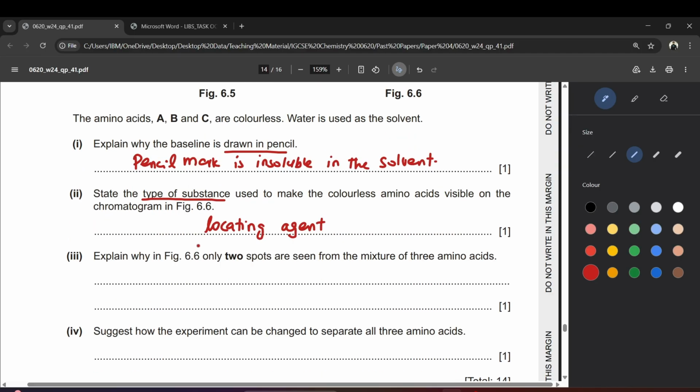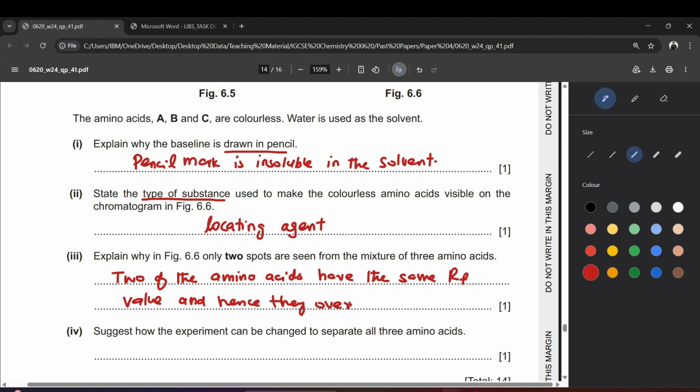So we can say that 2 of the spots, or you can say 2 of the amino acids, have the same RF value and hence they overlap.